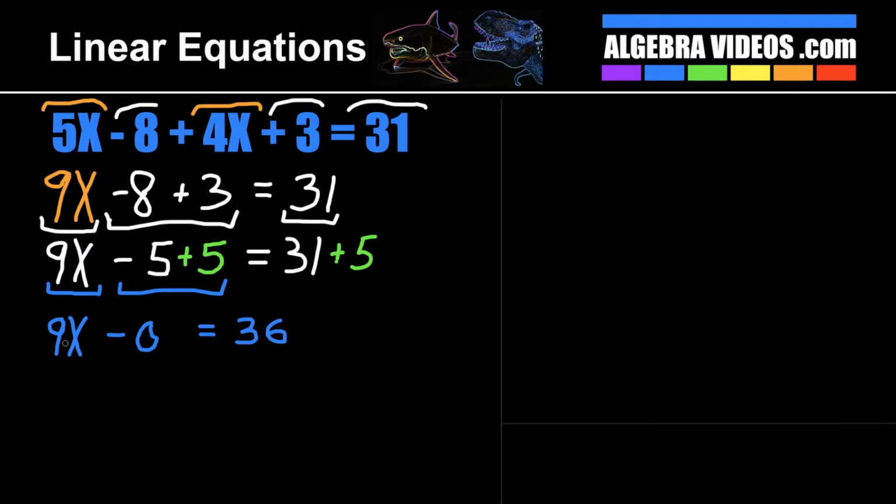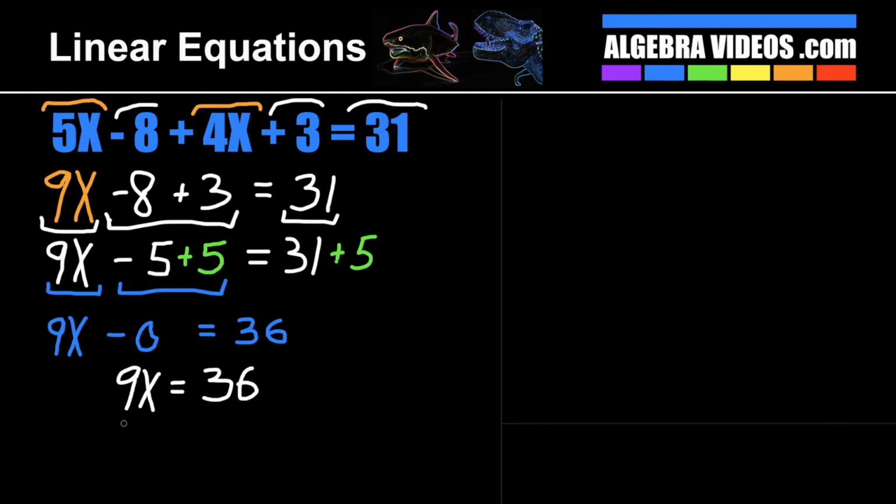So now 9x minus 0 equals 36. Well, I really don't need that 0 in there, so I could just say 9x equals 36. We're almost there. I almost have x isolated, right? So 9x equals 36.